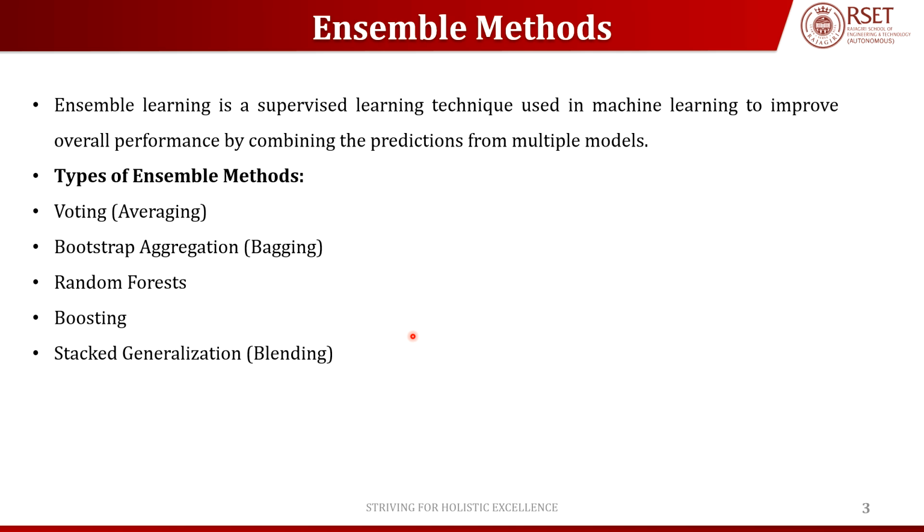So ensemble learning is a powerful supervised learning technique that improves the model's performance by combining predictions from multiple individual models. And there are several types of ensemble methods and we'll be covering all of these today. So first we'll be talking about voting, which is also known as averaging. Then we'll move on to bootstrap aggregation or bagging. We'll look at a popular bagging algorithm, which is random forest. After that we will explore boosting, and finally we will cover stacked generalization, which is also known as blending.